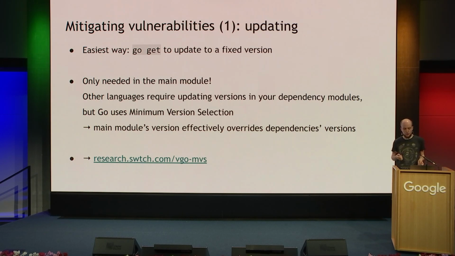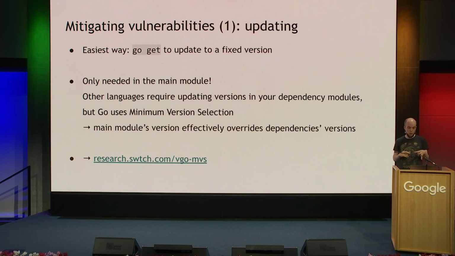An important thing to note here is that this update is only needed in the main module of your program. In other languages, sometimes people, if they want to remove a vulnerable module from the dependency closure, go through all of the dependencies and their dependencies and remove the vulnerable code from all of them. Right? And sometimes I get pull requests of like, yeah, change this here and so on, and then I can just tell them, look, you don't need to do this in Go. Because in Go, we use what's called minimum version selection, which means that the main module's version requirements effectively override your dependencies' version requirements.